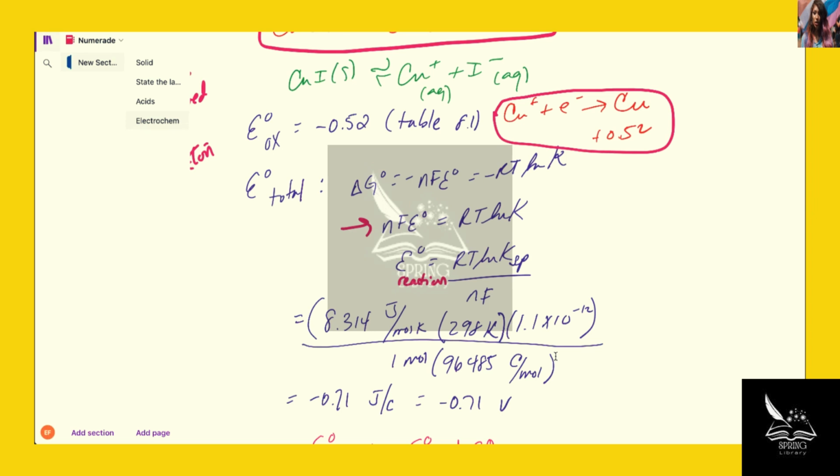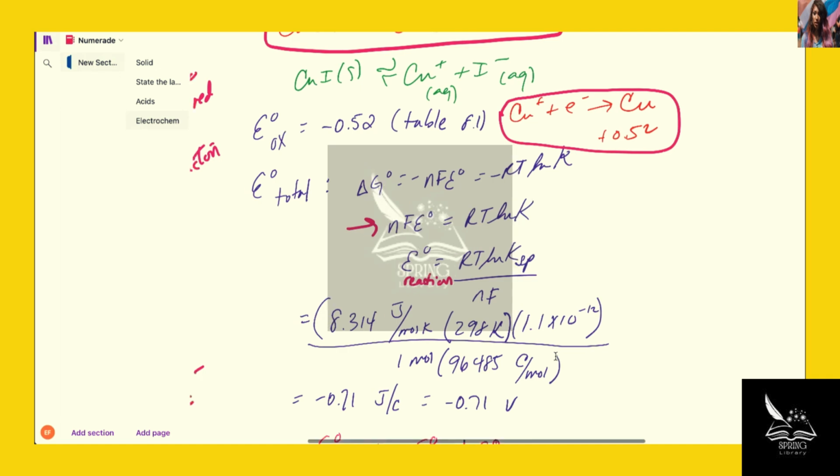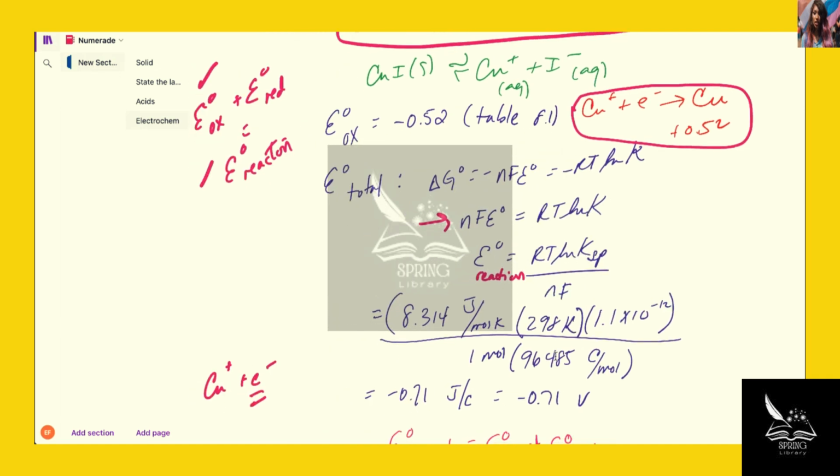We have our R value in joules per mole Kelvin, the temperature, because we're at standard conditions, 298 K. There's KSP, and 1 mole of electrons. And again, if we look at it, copper plus an electron gives you copper. That's the equation that's in the table. So it's just 1 mole of electrons. And it's the same if you look at the copper iodide reduction. It's just +1 electron, so we don't have to balance out any electrons.